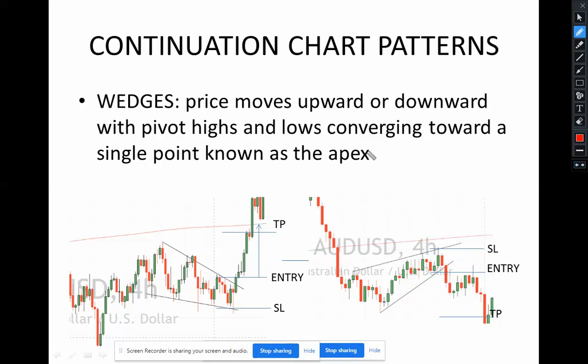So this is what we call the bearish wedge. Your entry is here, stop loss is here, then take profit here.